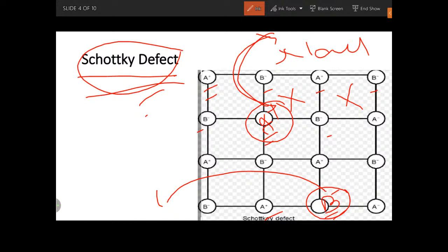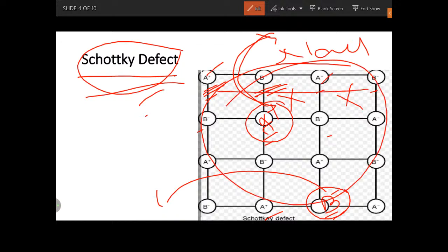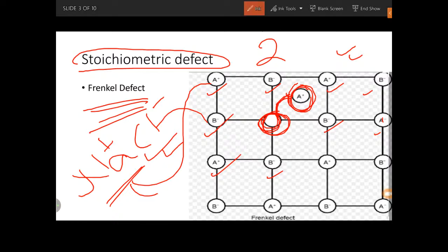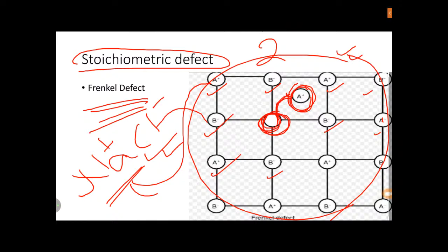Now why is it stoichiometric? Because the ratio is maintained, since the number of positive and negative ions present is equal. If you count here, there are 1, 2, 3, 4, 5, 6 positive and 1, 2, 3, 4, 5, 6 negative. So an equal number of positive and negative ions will be missing. Why is this so? Because you have to maintain electrical neutrality. Solids are neutral, so the electrical neutrality has to be maintained.